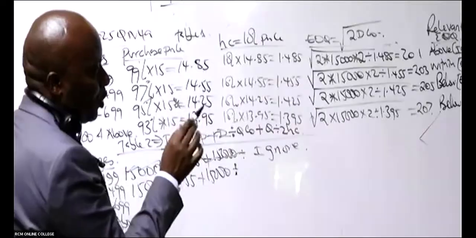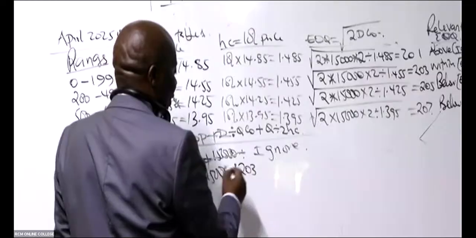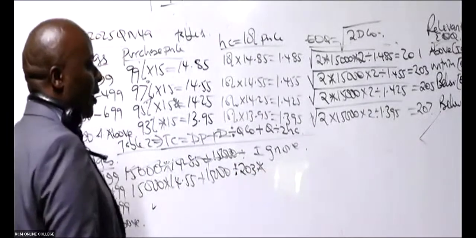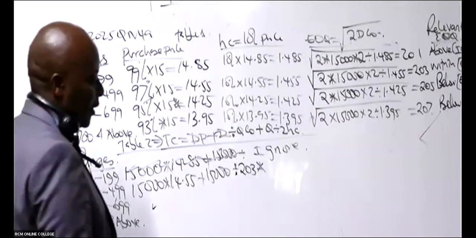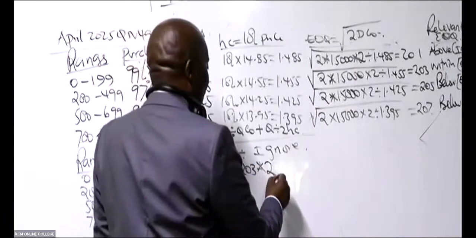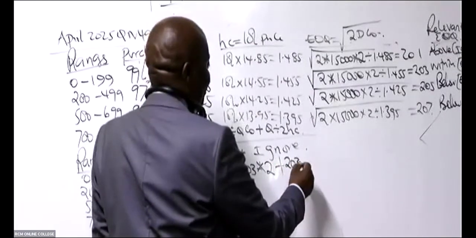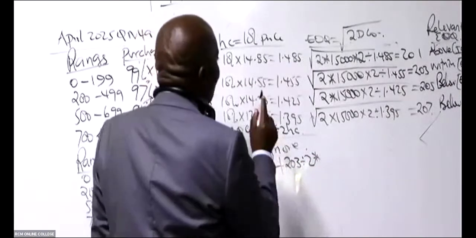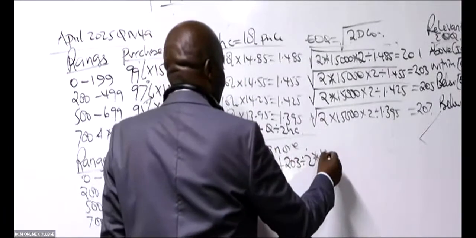Within the relevant EOQ, you have said the EOQ is 203, isn't it? Times cost per order. What is the cost per order? Cost per order, it is 2. Niko peke yangu, but I mean, I will overcome very soon. Plus Q over 2. Q is 203, divided by 2 times HC. HC for the second class, remember, it's 1 point what here, somebody?